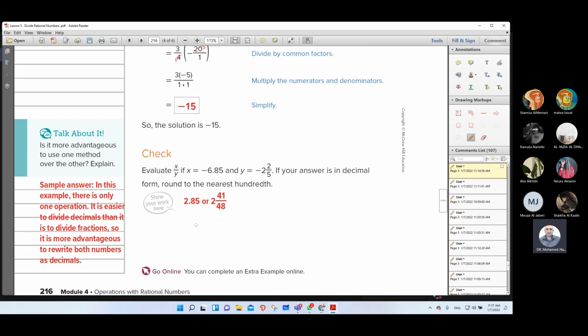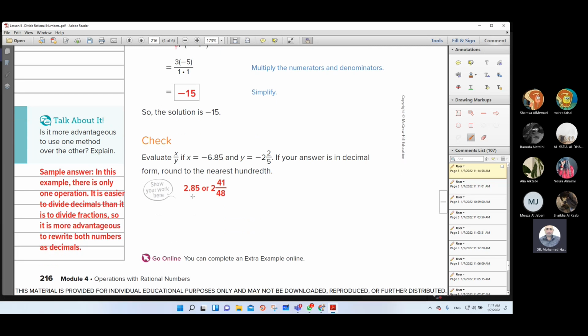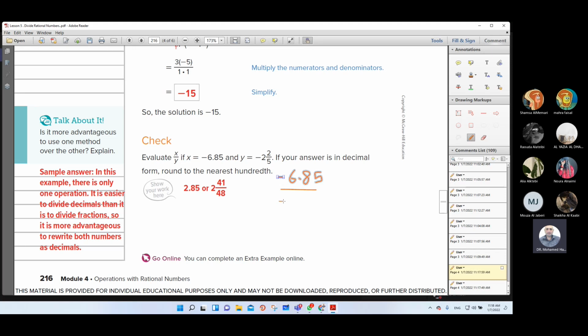In this example, we want to evaluate x equal negative 6.85 and y equal negative 2 and 2 over 5, and the expression will be x over y. So rewrite the expression and write the value of x, negative 6.85, and the value of y will be negative 2 and 2 over 5. Negative divided by negative is positive.